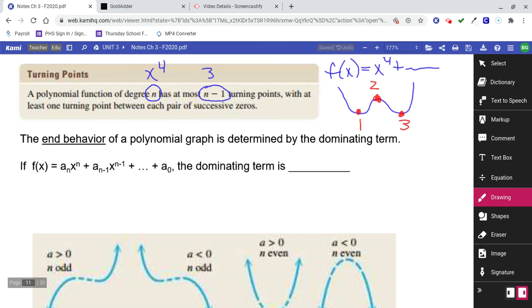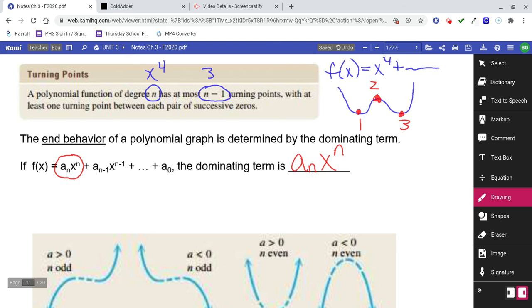The end behavior of a polynomial graph is determined by the dominating term. The dominating term is the one with the biggest power. The one with the biggest power is usually in the front, but doesn't necessarily have to be in the front. So the dominating term for this one is a_n x to the n. Usually it's the first term.